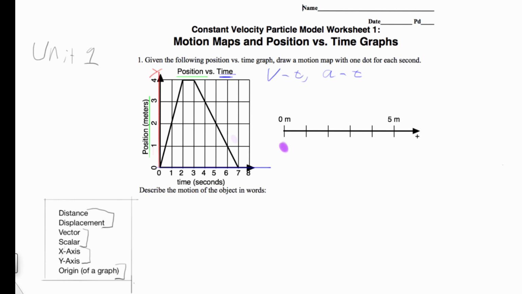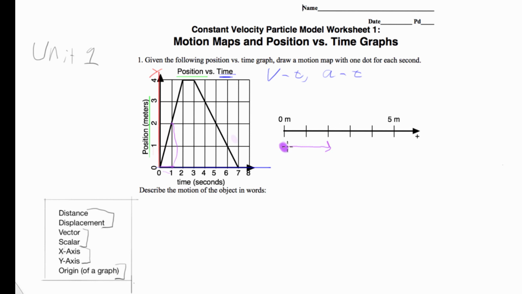Actually, I'm changing my mind. I'm going to use a pencil. And then what happened during that first second? Well, between seconds 0 and 1, and I'm always reading graphs left to right, the position changed from 0 meters here up to 2 meters. So I'm going to draw an arrow showing that in that first second, 2 meters were crossed.